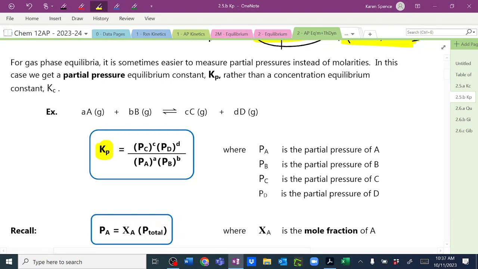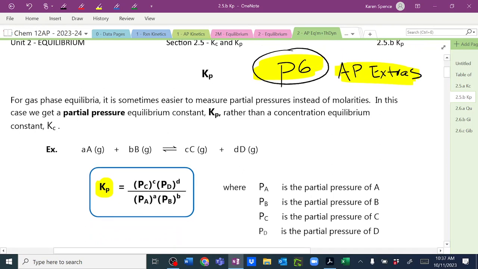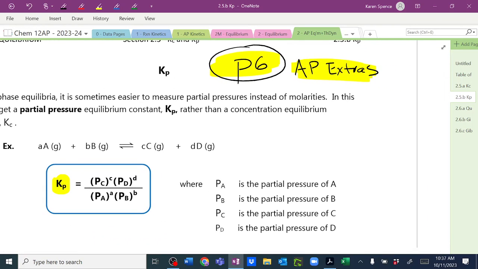What's a partial pressure? Okay. Go back and review your gas stuff. I don't know if you did the gas stuff. Partial pressure is the proportion of the pressure due to one particular gas in a mixture of gases, okay?